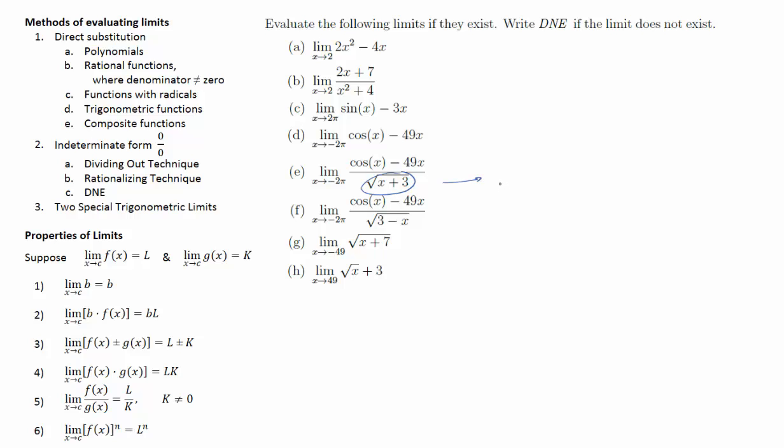So on the denominator, we would get the square root of negative 2 pi plus 3, and that does not exist, which means the entire limit does not exist.